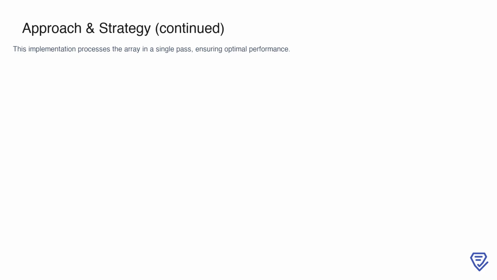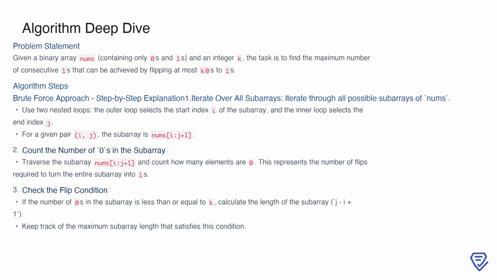The problem we're tackling involves a binary array, nums, which contains only 0s and 1s, along with an integer k. The goal is to determine the maximum number of consecutive 1s that can be achieved by flipping at most k 0s to 1s. To begin, one possible solution is the brute force approach.